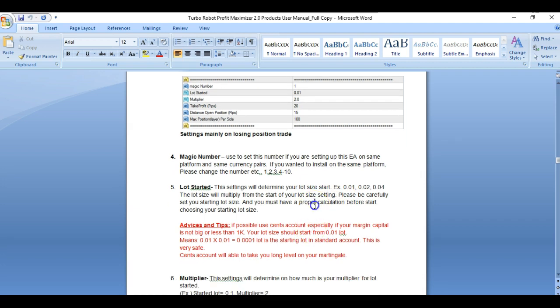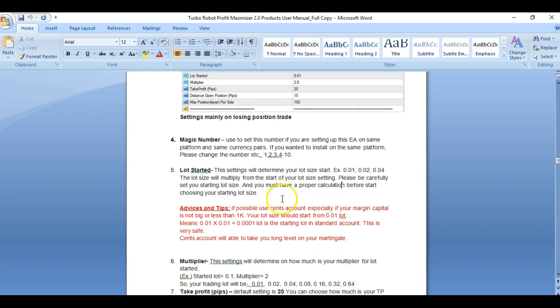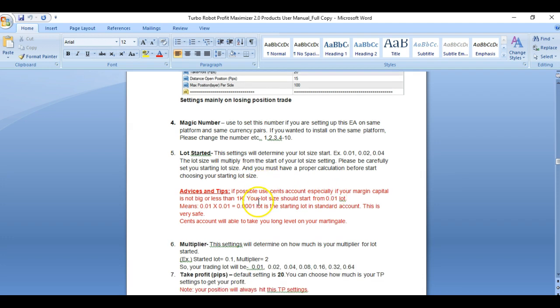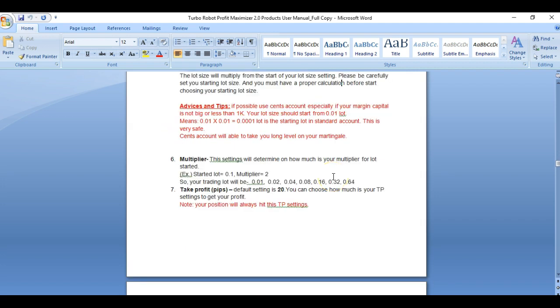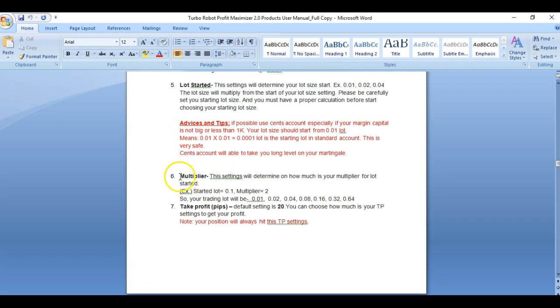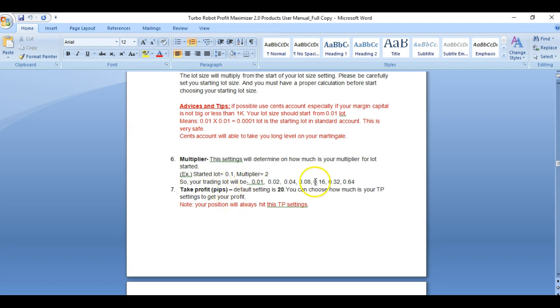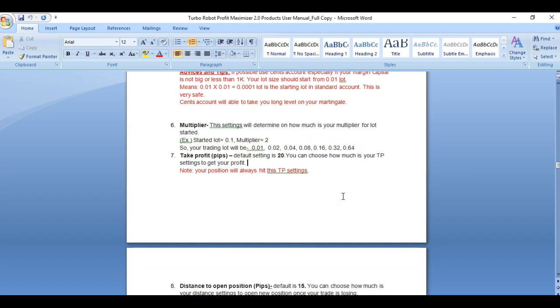Whenever your profit is on the opposite side, or you are on your losing side, you can still manage it. Okay, so make sure you know how this is calculated. Later on I will explain it to you. So we have advices and tips for this manual. The multiplier, I will explain as well, how it's being multiplied.